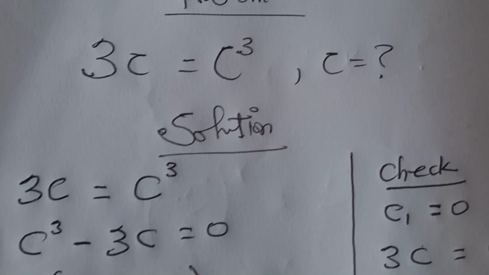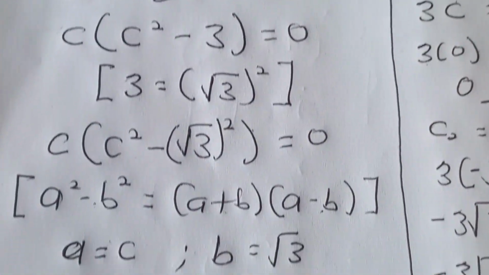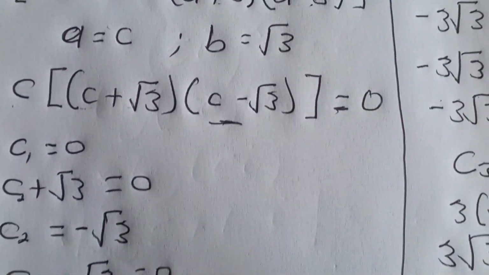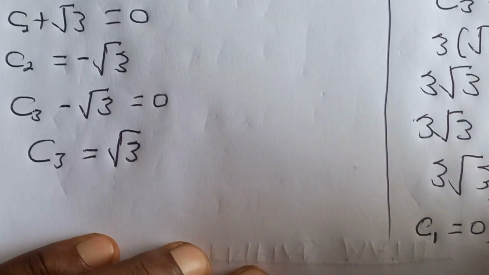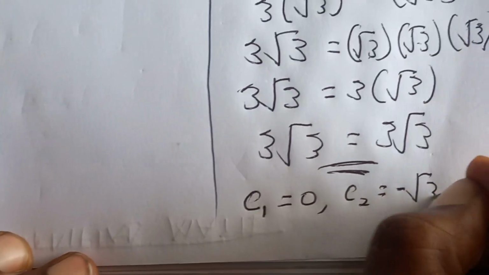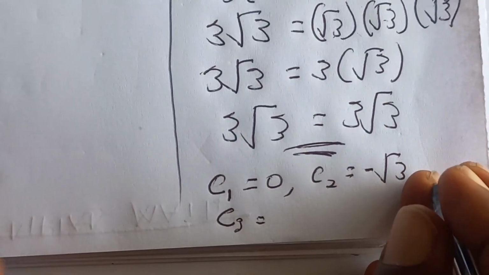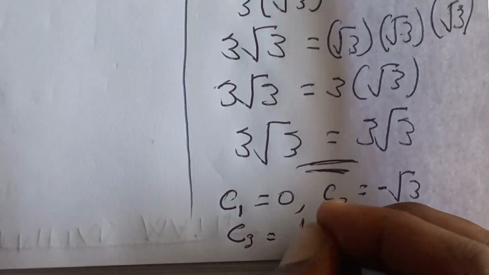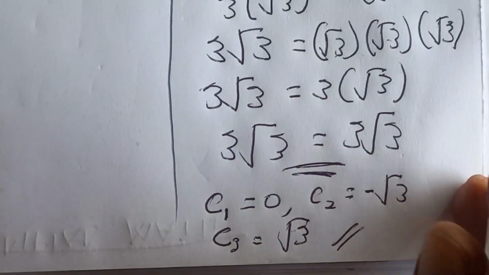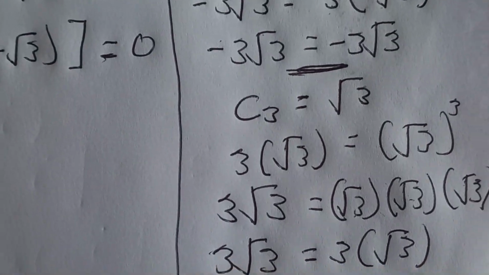So it means that our answers, c1 = 0, c2 = -√3, and c3 = √3, are all correct for the expression.